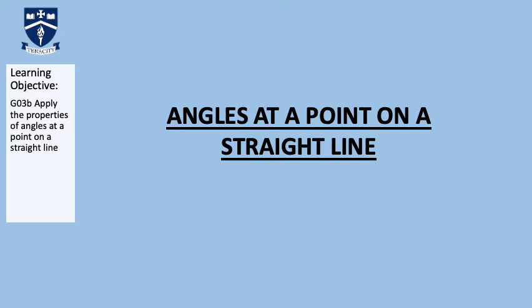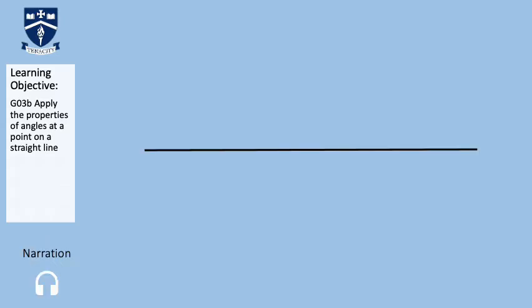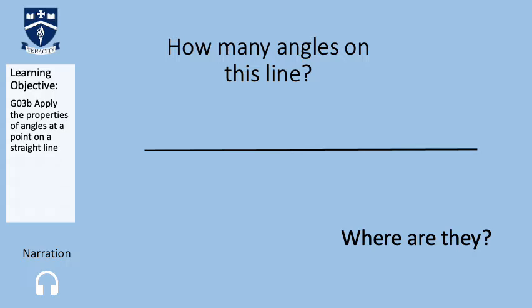Before we move on to looking at angles in polygons, we will look at angles at a point on a straight line. Ensure you get the main title down along with the date you are completing the lesson. Okay, have a look at the line on the screen. It says how many angles are on this line and where are they? So copy out the line in your exercise books and answer the questions.